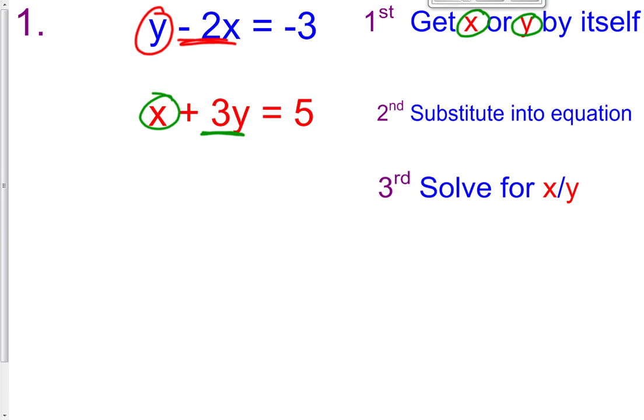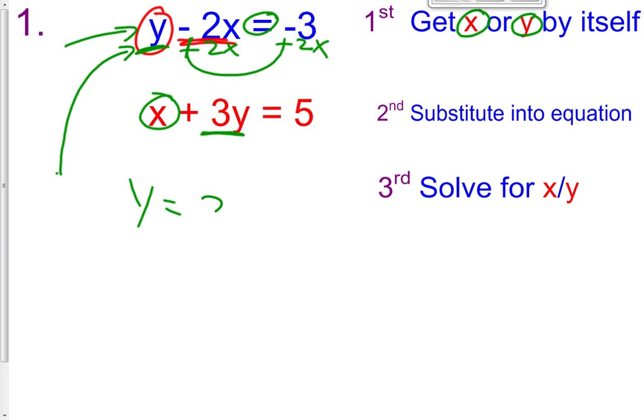It really doesn't matter what equation you get all by itself as long as you get one of them. So we could just pick and choose. Let's get this one all by itself. The way we get y all by itself is we add 2x to both sides of the equation. So now in this equation, we get y equals, we add the 2x over, so it's a positive 2x, and then I still have this minus 3 over here. So y equals 2x minus 3.